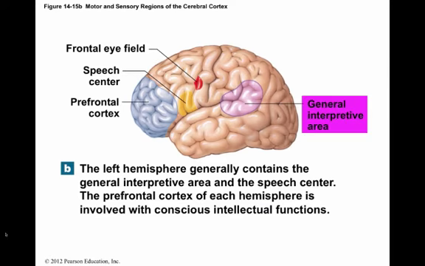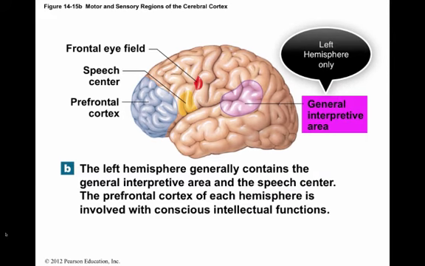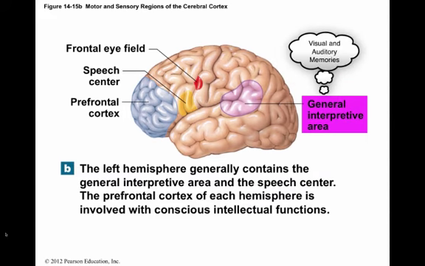The general interpretive area, or Wernicke's area, receives information from all sensory association areas. This center is only found in the left hemisphere. It plays an important role in coordinating access to complex visual and auditory memories.